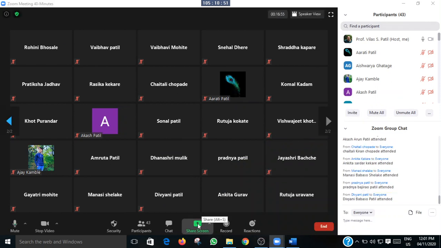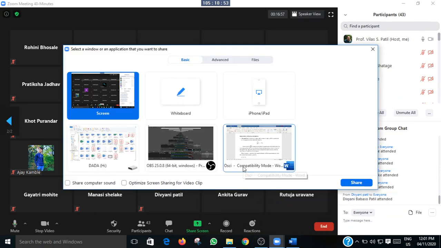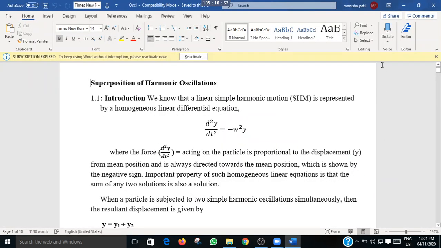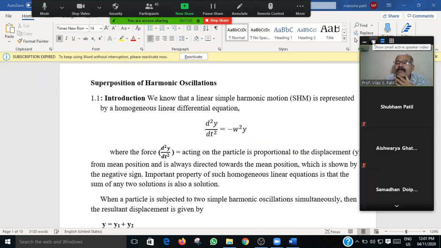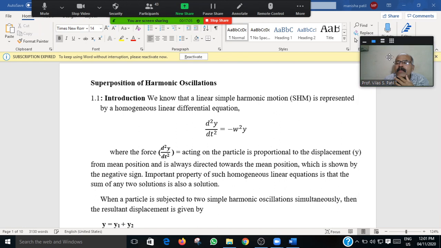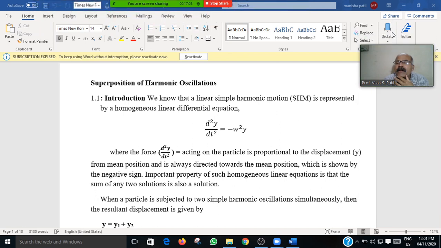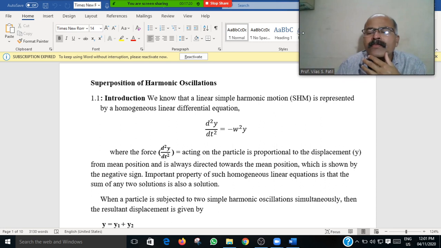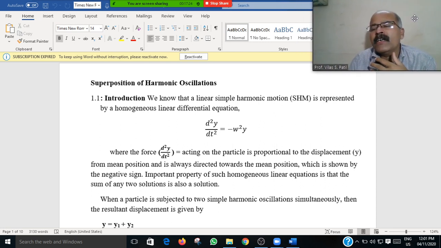Okay, I am going to share the screen. Friends, here I shared the Word document. You are able to see the shared document. Friends, you are able to see the shared document.